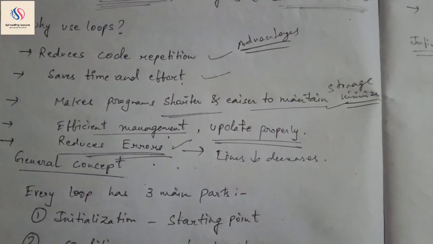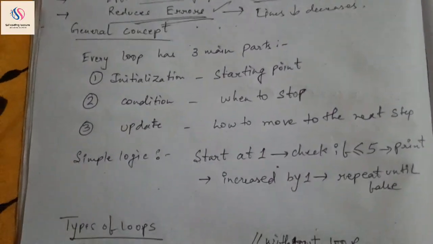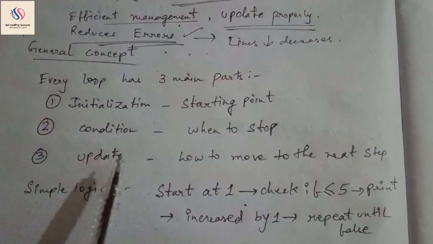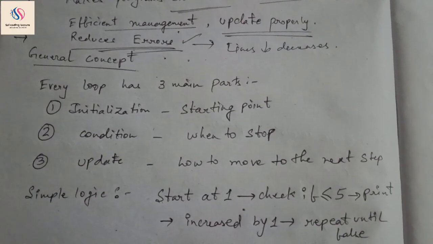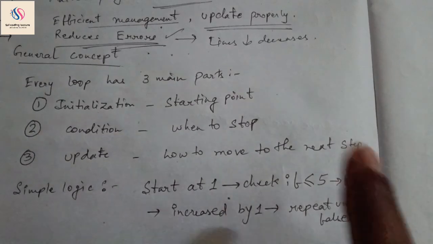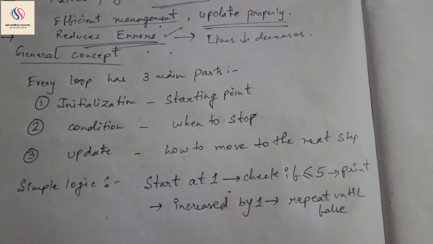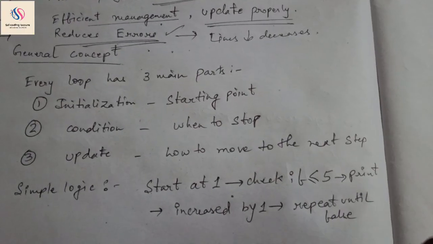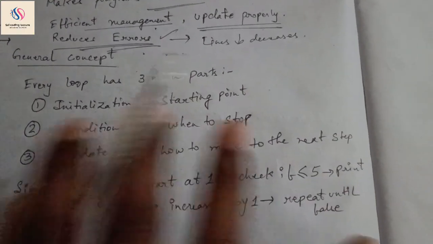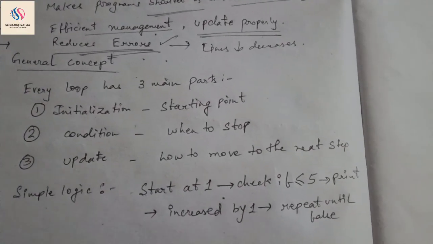We have 3 parts in a loop, which are initialization, condition and update. Here initialization is the starting point. It's the introduction video on loops. Later I will make you understand the syntax of loops and the various types of loops. In the coming videos you will get knowledge about that. It's just an introduction. I'm just giving you an idea of what a loop is and what things are related to it.